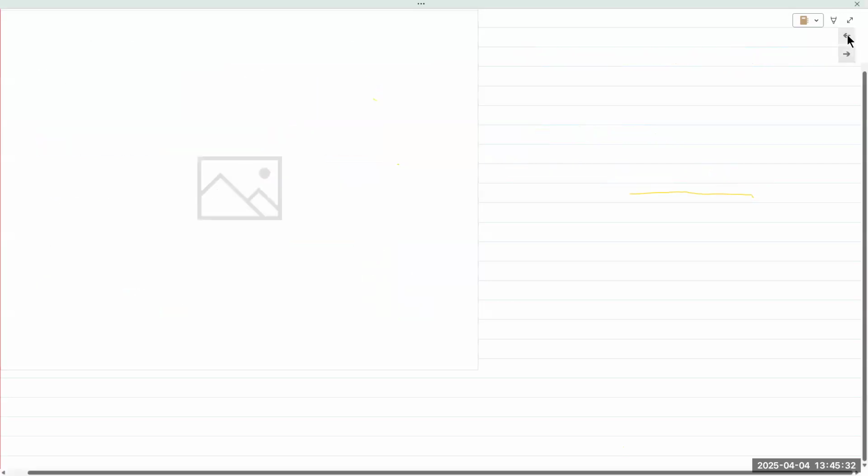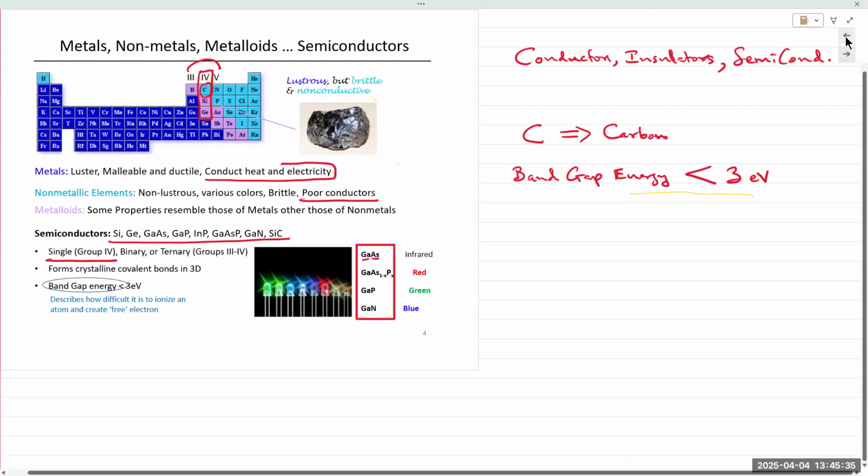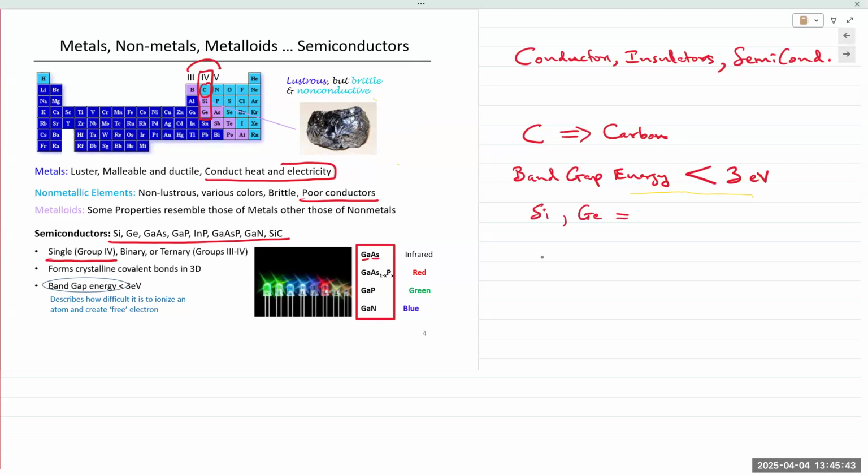For carbon, it is about 5.1 or 5.3. It's greater than 5. For silicon and germanium, it's approximately 1 or 1.1. For carbon, it's in excess of 5.3. And so that gap between the energy levels is insurmountable at normal room temperature and pressures. Hence carbon is not a semiconductor, because the electrons cannot acquire sufficient energy to break free.